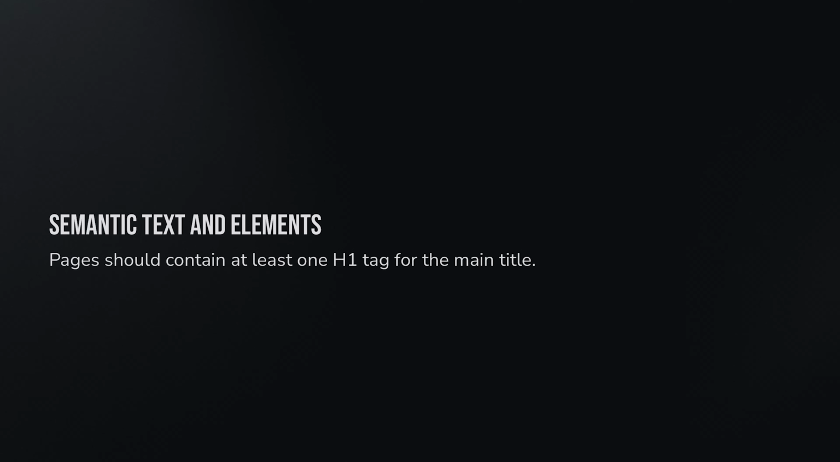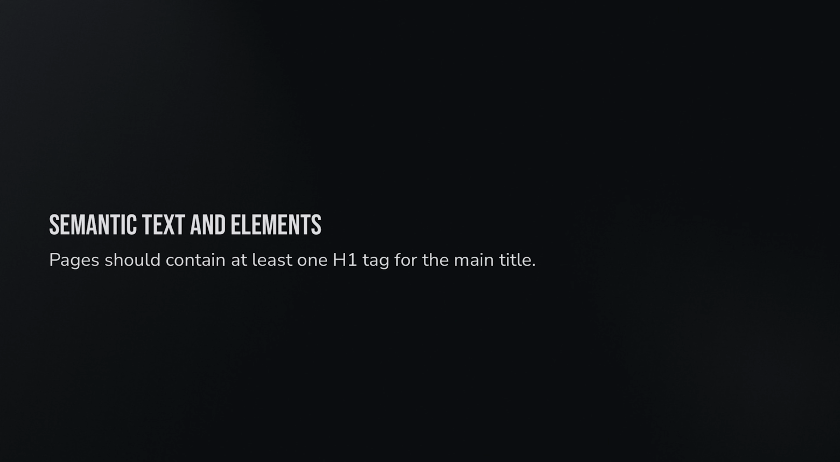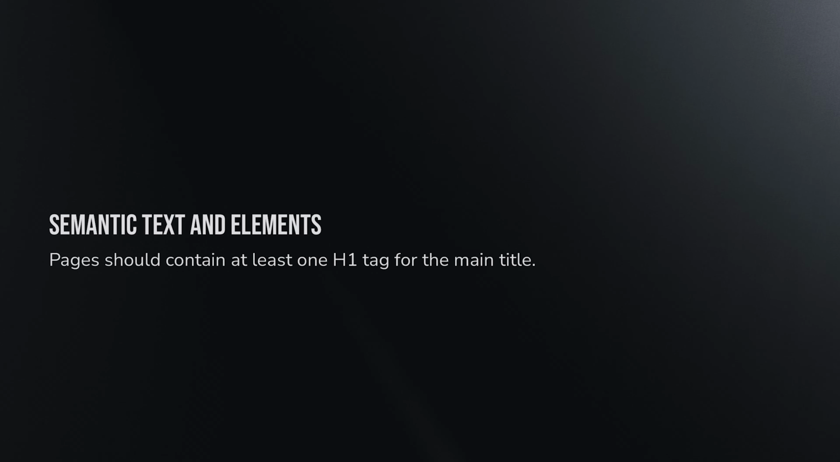Semantic text and elements. All pages should contain at least one H1 tag for the main title, and secondary or subheading titles would be H2 and H3 and so forth. Also, you should add semantic tags for sections, headers, and images, and this is good practice for accessibility as well.